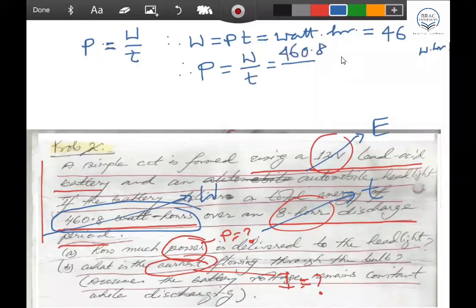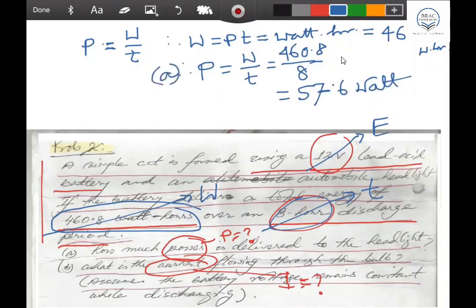460.8 divided by T. What is T? T is 8. So you put 8. You got a calculator? Yes, sir. 57.6. What is the unit? Watt. Right. So 57.6 watt is the answer for the first question.